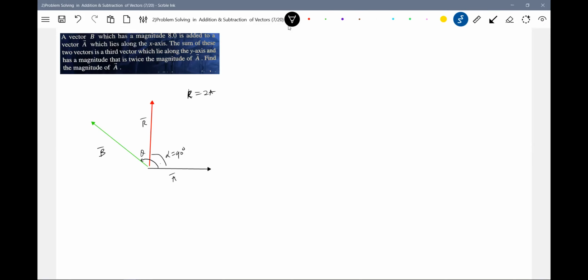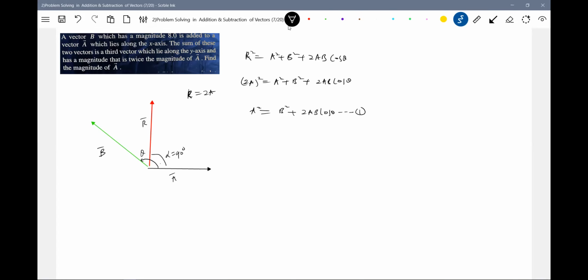But we don't know cos theta, so how do we bring in cos theta? Let's see what equations I can write. First, the magnitude equation. R square is equal to A square plus B square plus 2AB cos theta. R equals 2A, whole square. We don't know most of the things. So 2A whole square will become 4A square. This will be A square plus B square plus 2AB cos theta. This is equation 1.